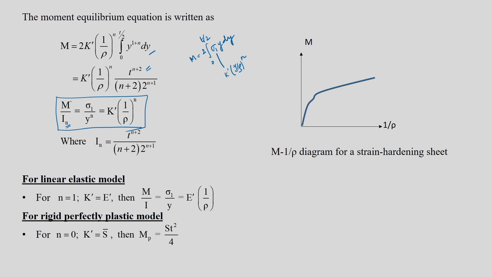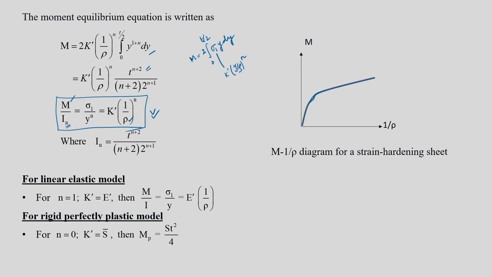If you want to draw a graph between M and 1 by rho, it will be a smooth curve, something like this. M versus 1 by rho would be similar to what you see in a stress strain graph. This is a general equation taking strain hardening into consideration. M is the moment per unit width, sigma 1 is the principal stress, y is any distance from the neutral axis, k dash is an equivalent of the strength coefficient, 1 by rho is the curvature, and n is the strain hardening exponent.